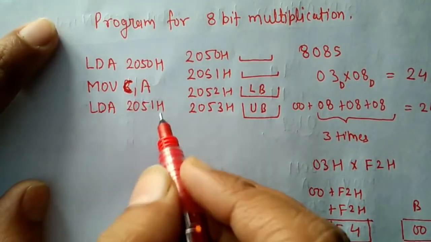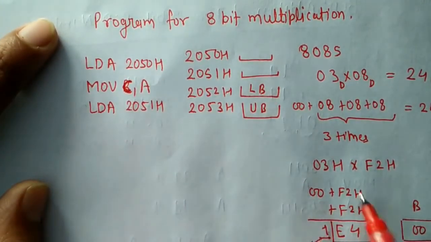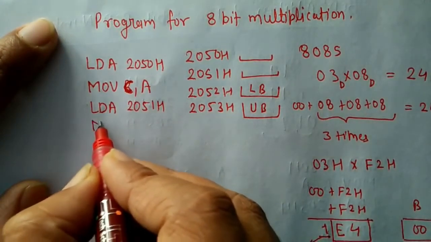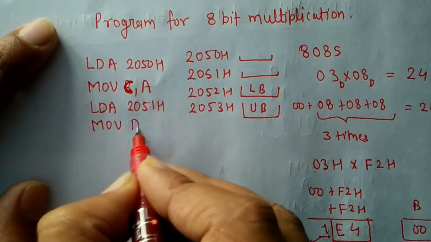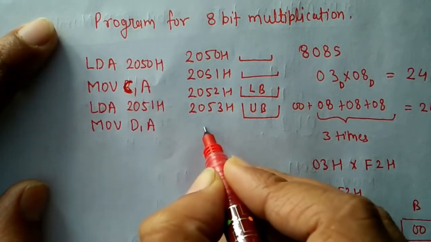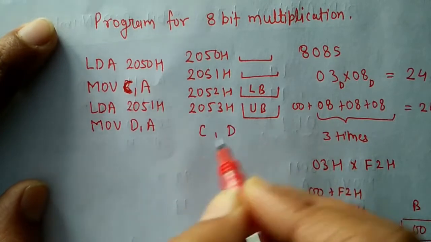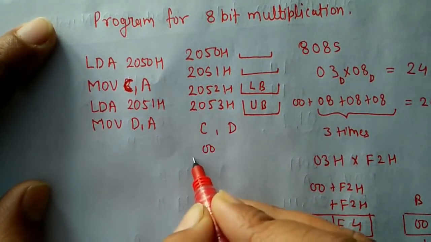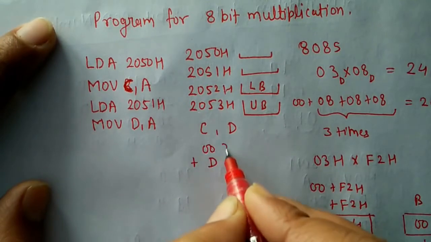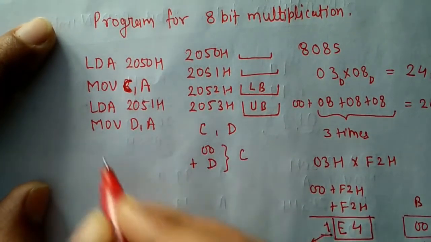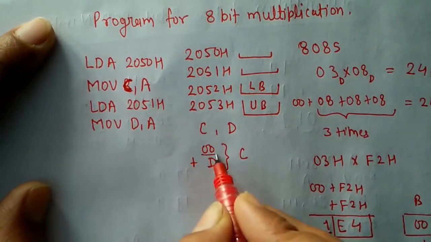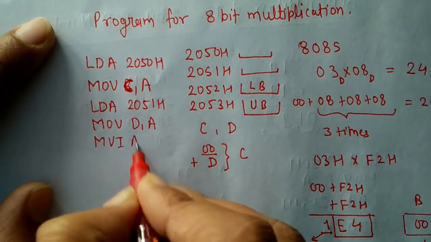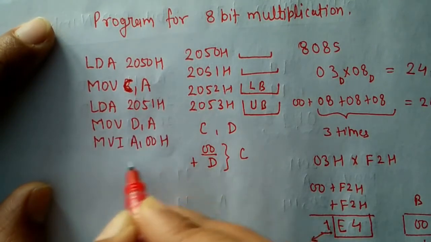Alright. So now we want to add 0 plus number 3 times. For that I am going to take this value in register D. So now we have first number in C and second number in D, and now what I want to perform is 0 plus the content of register D, C times. So first of all we will have to put a 0 in the accumulator. So MVI A, 00H will do the same thing.